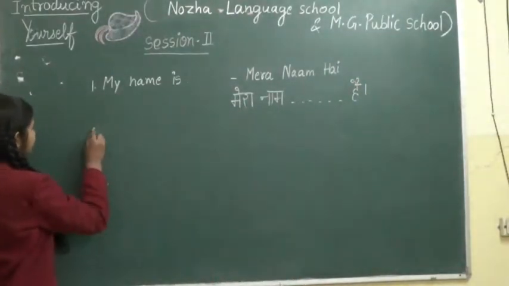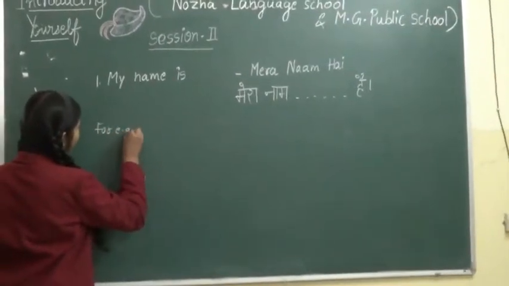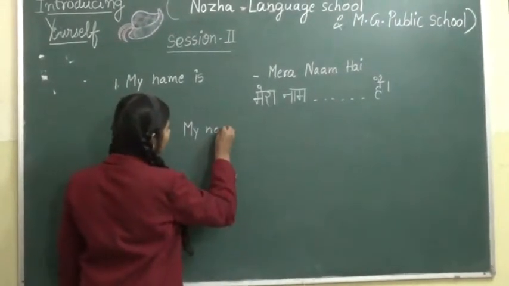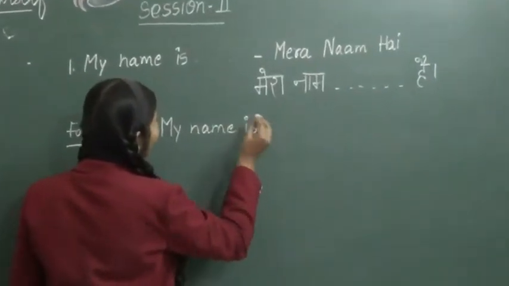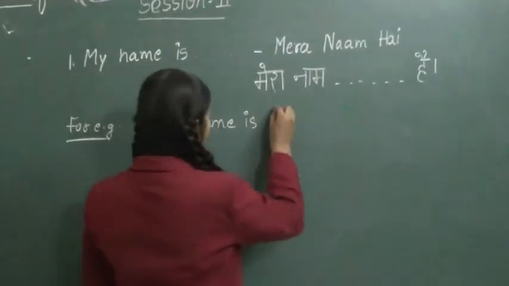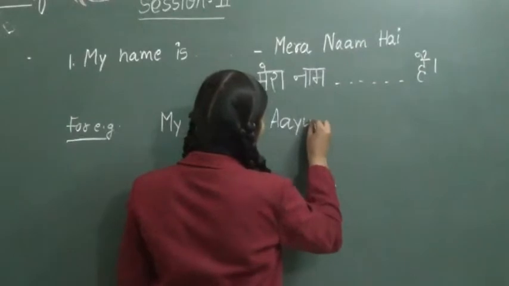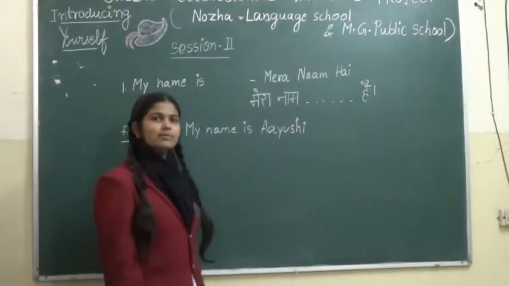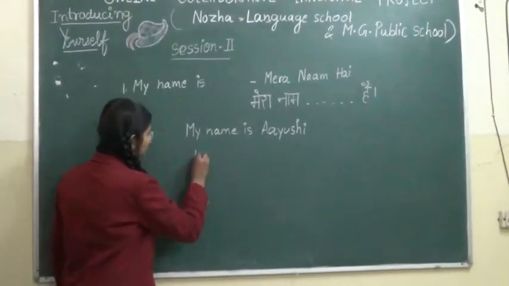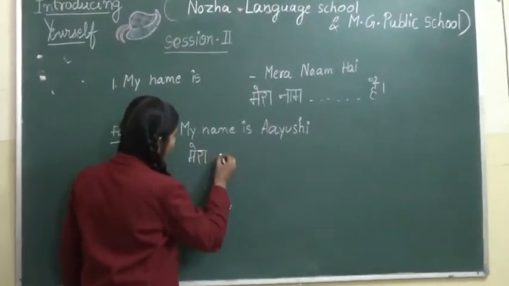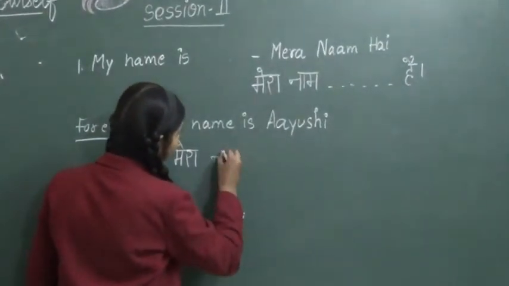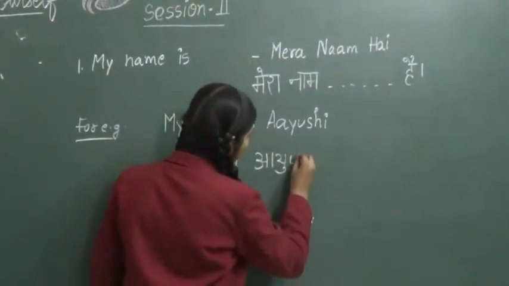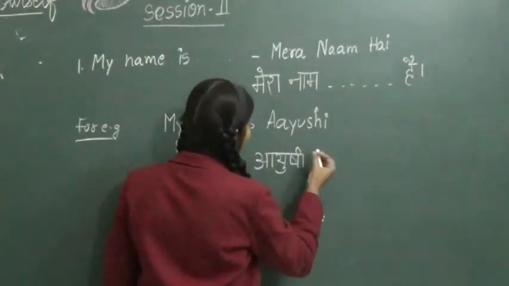For example, my name is Ayushi. मेरा नाम आयुषी है. मेरा, नाम, आयुषी है.